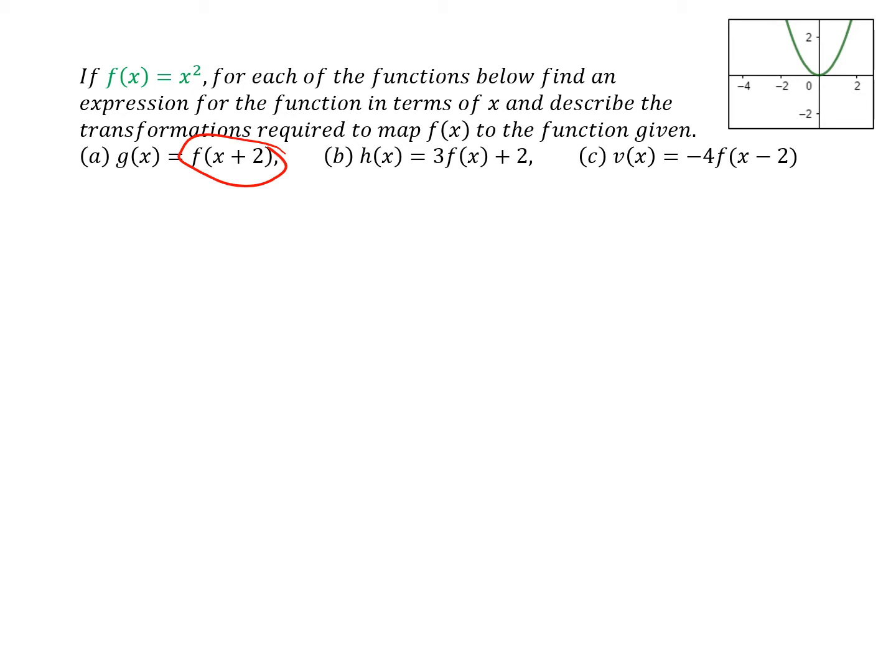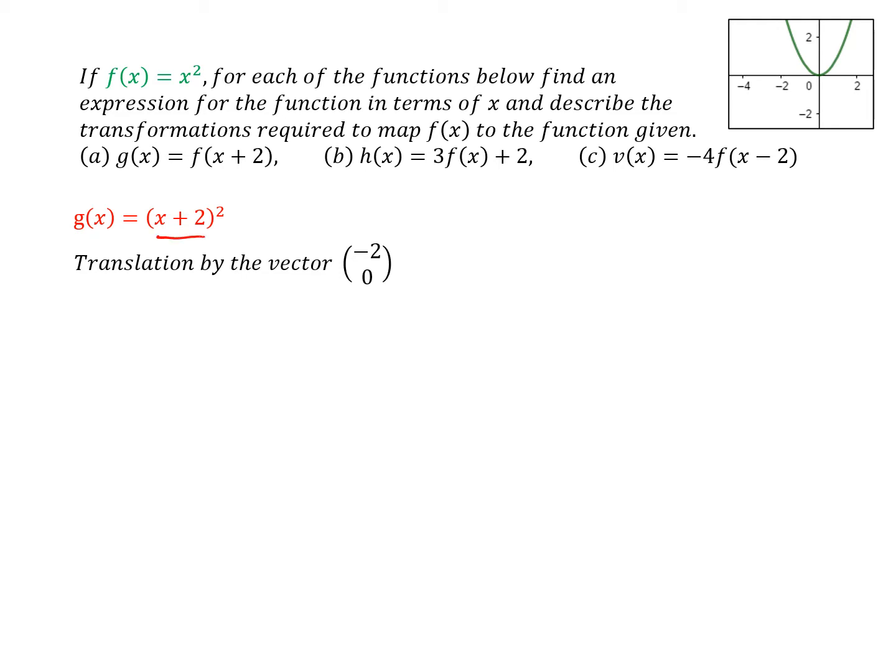So what we're doing to get x plus 2 is we're putting x plus 2 where the x is. So g of x is (x plus 2) all squared. So that's confirmation there. G of x is (x plus 2) squared. And this is a translation by the vector (-2, 0). We're translating it 2 units to the left.